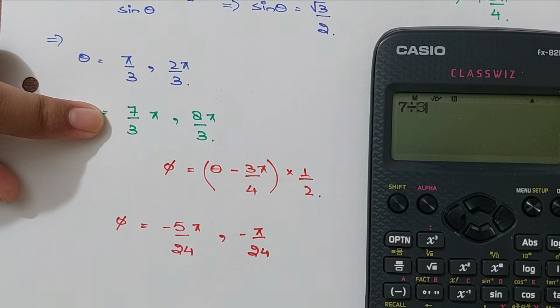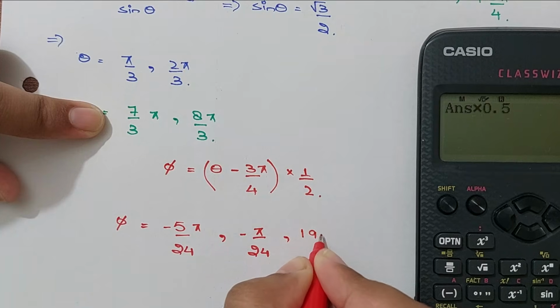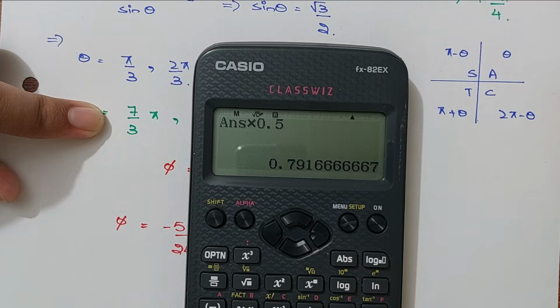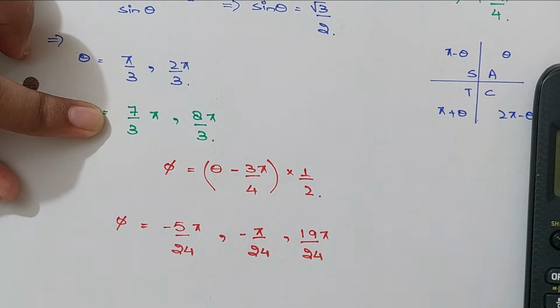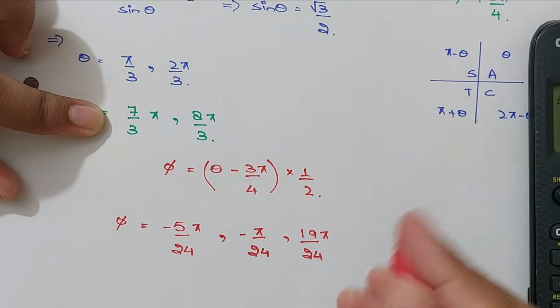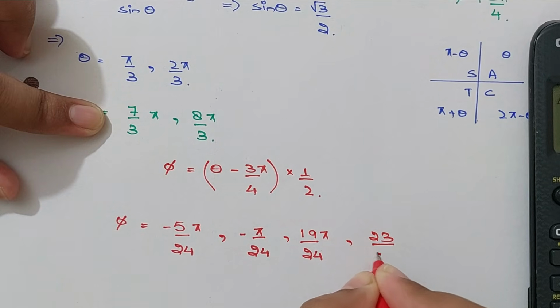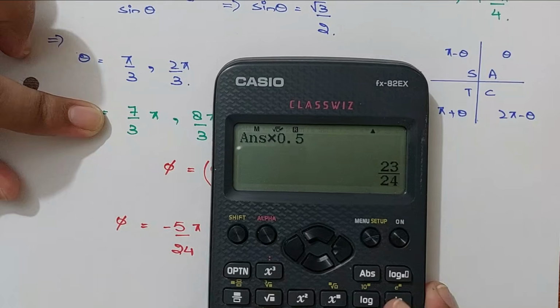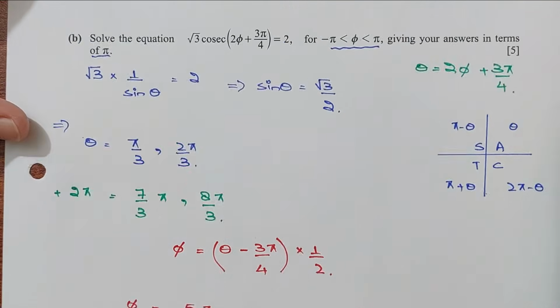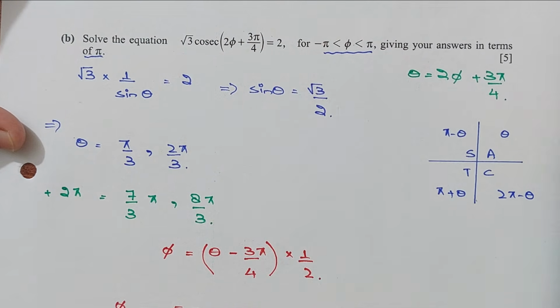The next is 7 by 3 minus 3 by 4 times 0.5 is 19 pi by 24. 19 pi over 24. Let me check. This is 0.79. This is also in the range minus pi to plus pi. The next is 8 by 3. 8 by 3 minus 3 by 4 times 0.5 is 23 pi by 24. 23 over 24 pi. Let me check this value. 0.9. This is also in the range. So these four values belong to the given range, minus pi to plus pi.